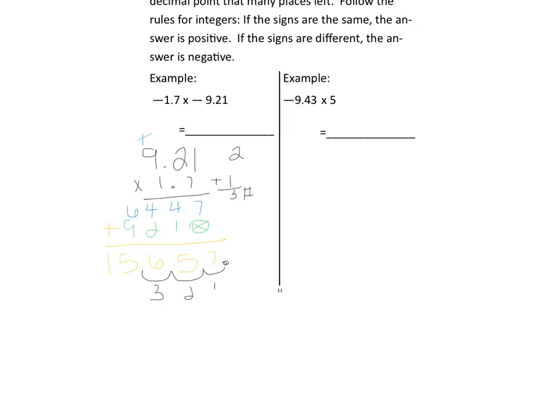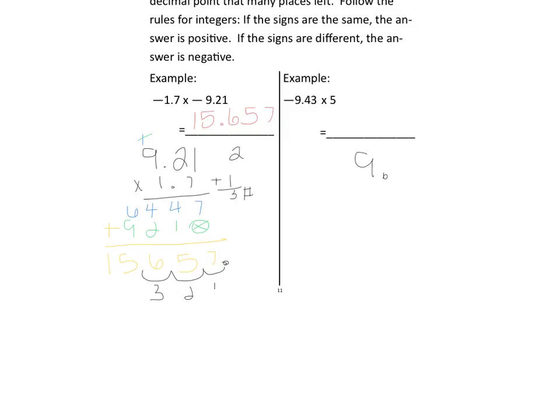Now let's go back to our rules for determining if it's positive or negative. We notice that 1.7 is negative and 9.21 is negative. Therefore, the signs are the same, so your answer is positive. The answer is positive 15.657.